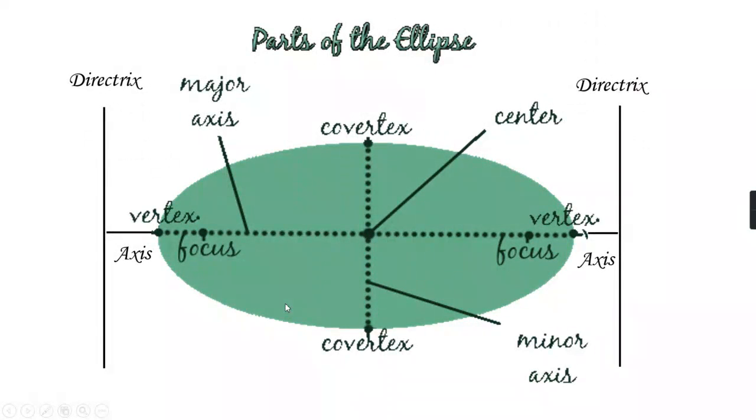When we are talking about the ellipse, of course there are two directrices, two vertices, two foci. Okay, and there are two axes. One is called the major axis and the second one is called the minor axis. So, and the vertex on the minor axis is called the co-vertex.